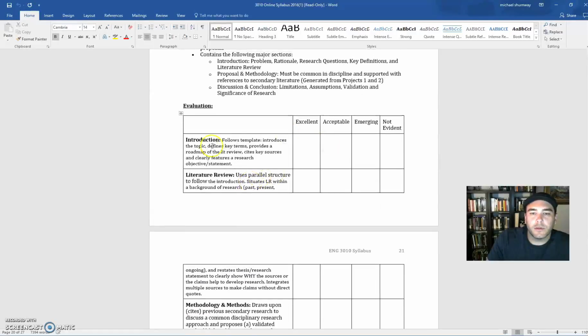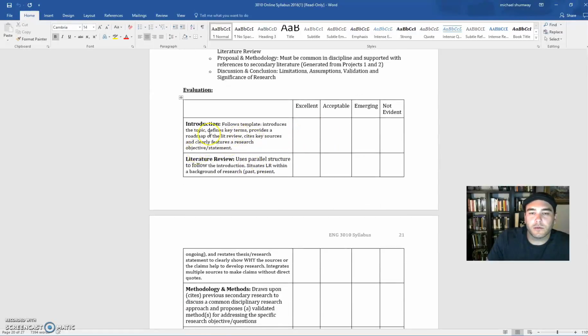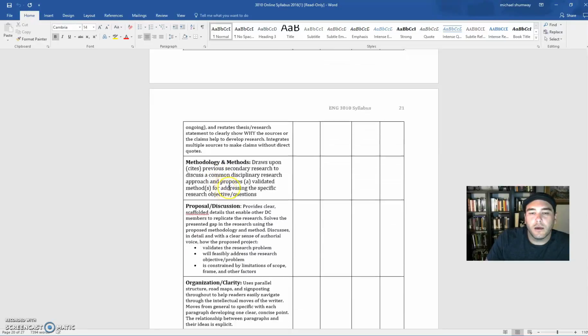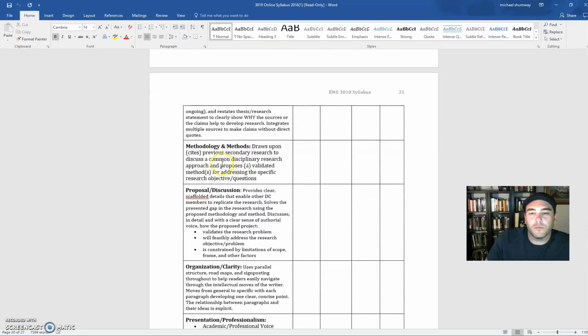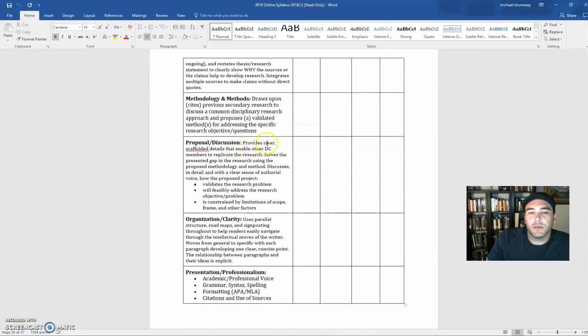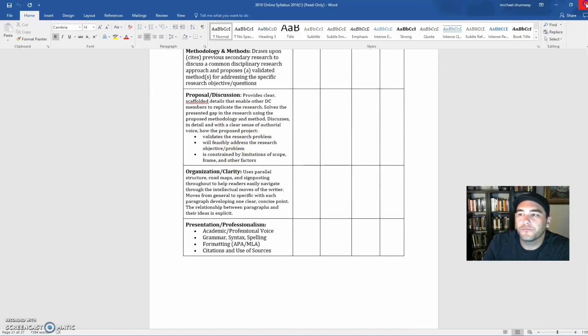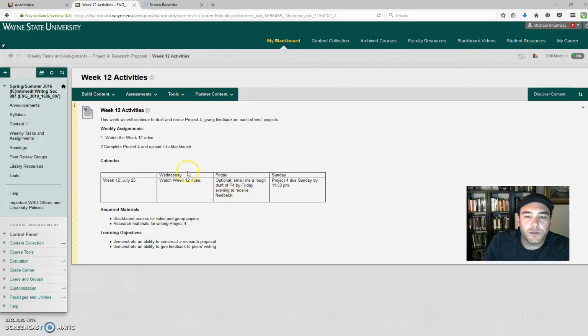So again, just to recap: an introduction that gives me a clear look at what your paper is going to be like, a literature review that provides me a lot of good detail about the different sources talking about this topic, the methods that you'll be using to do this, and then your proposal. Okay, so that's what we're looking at. If you send me a draft by Friday, I'm happy to look at that and give you any notes in regard to that.